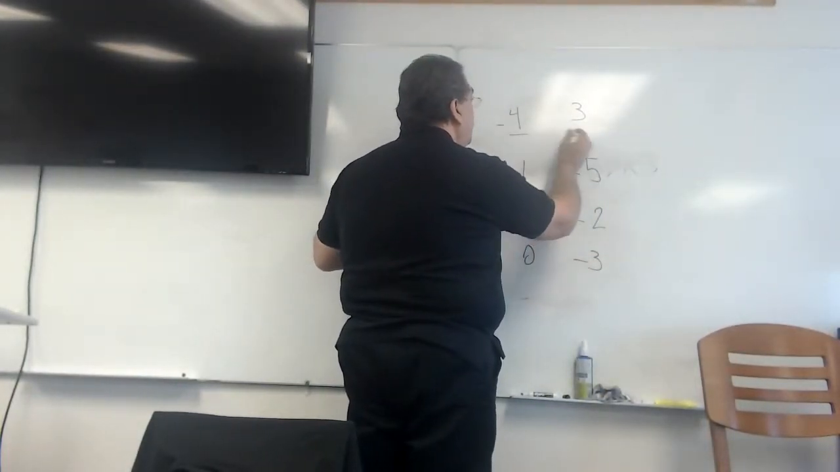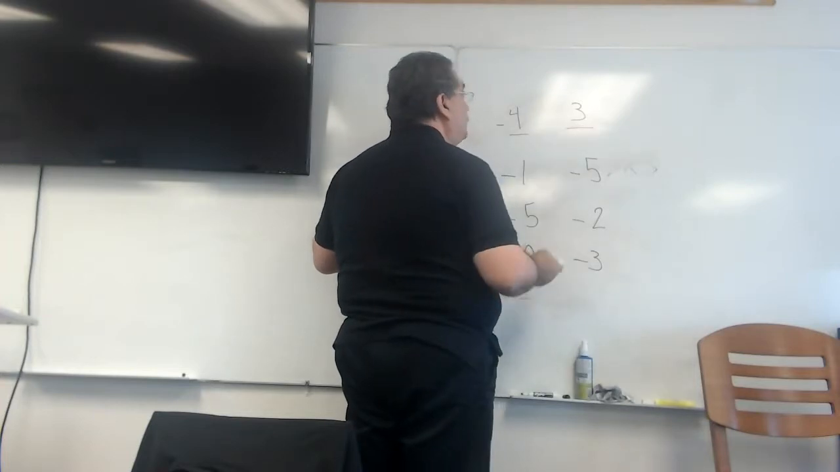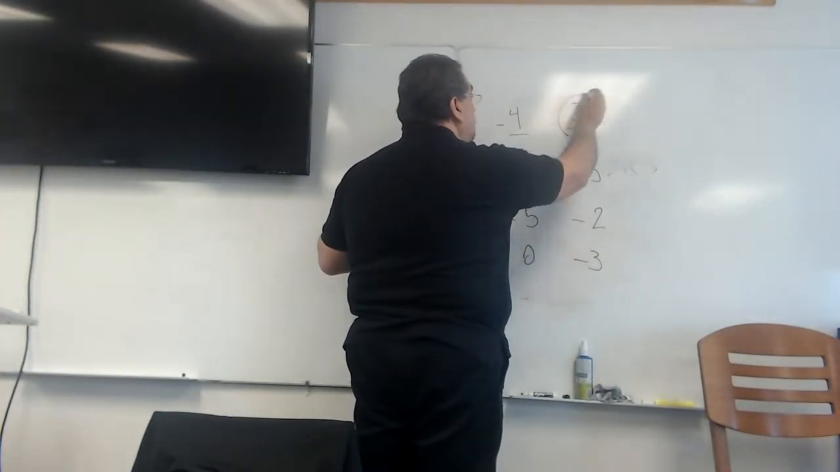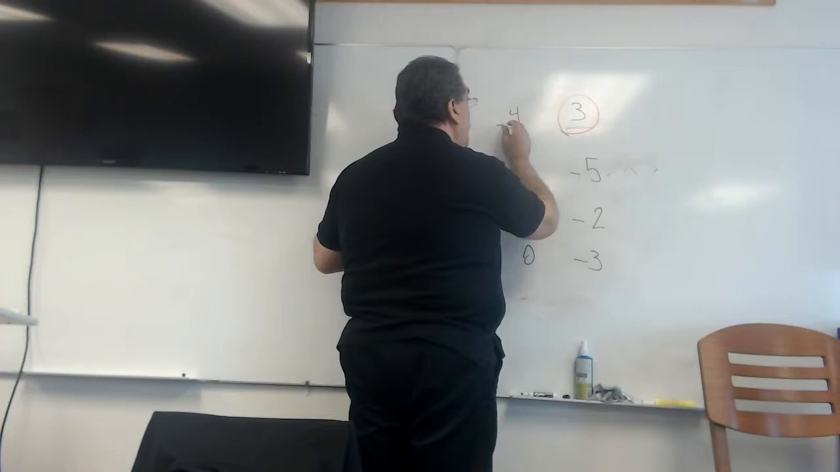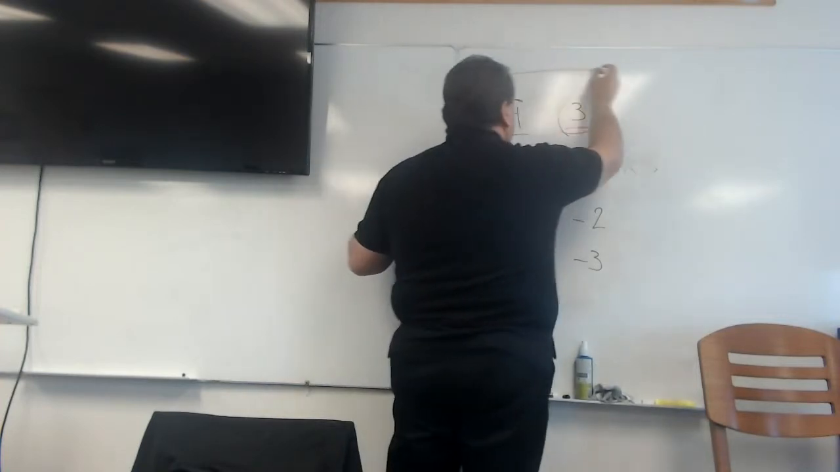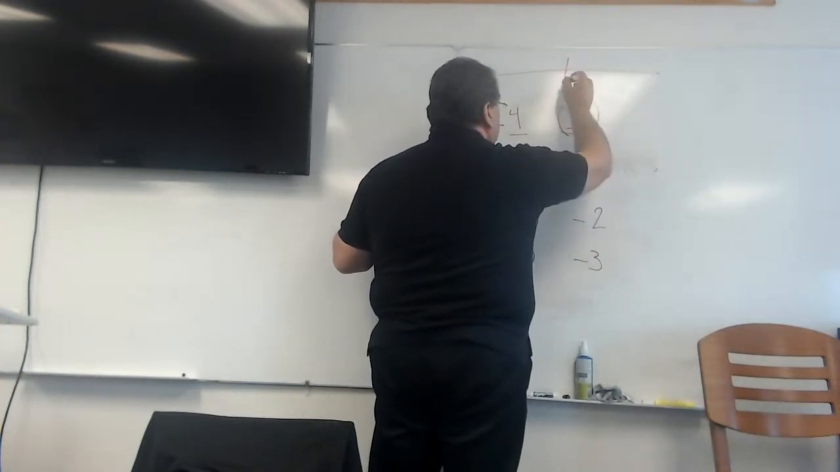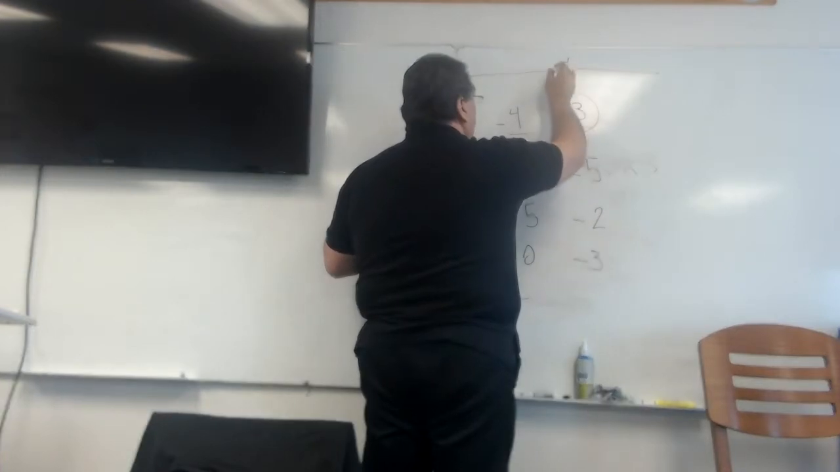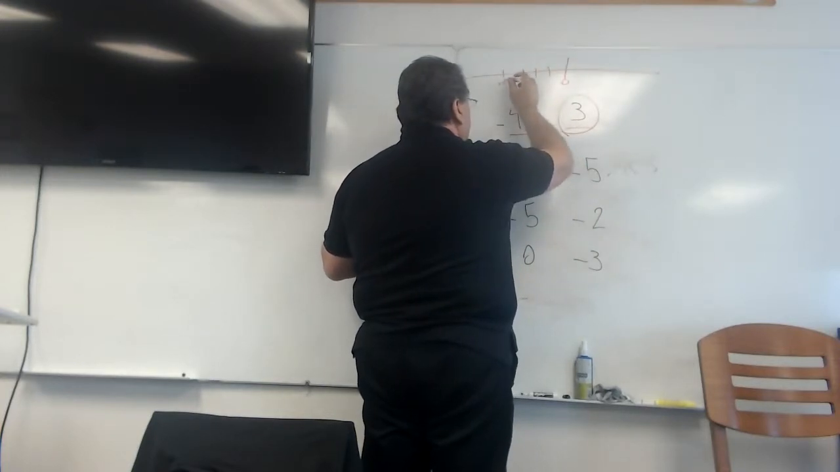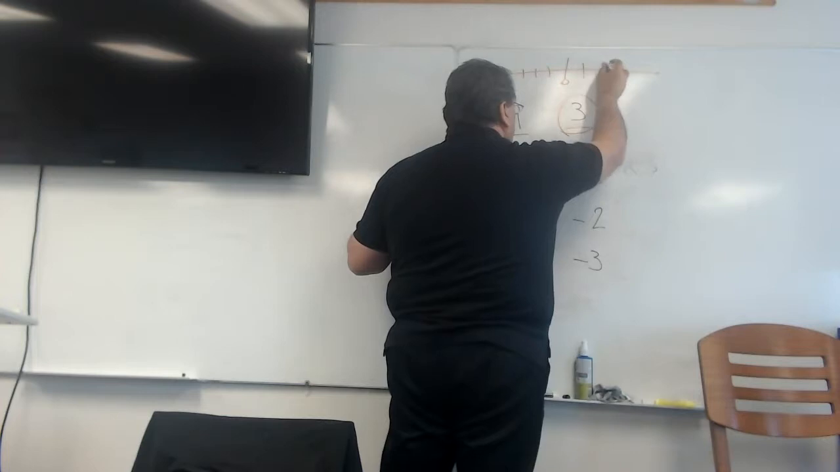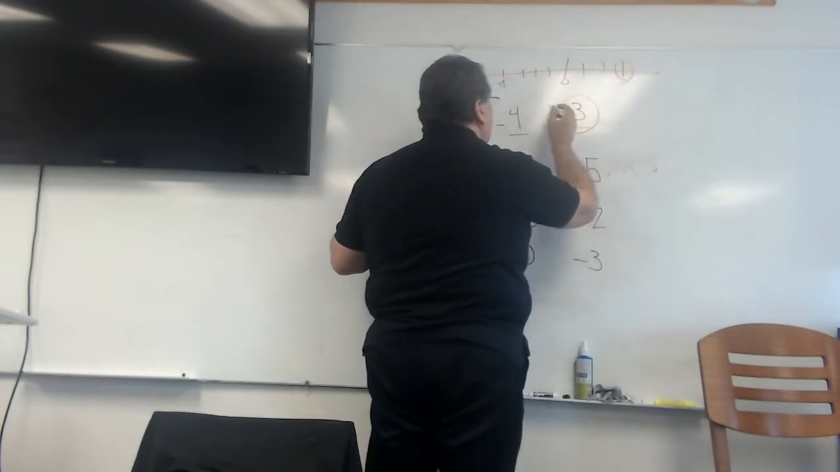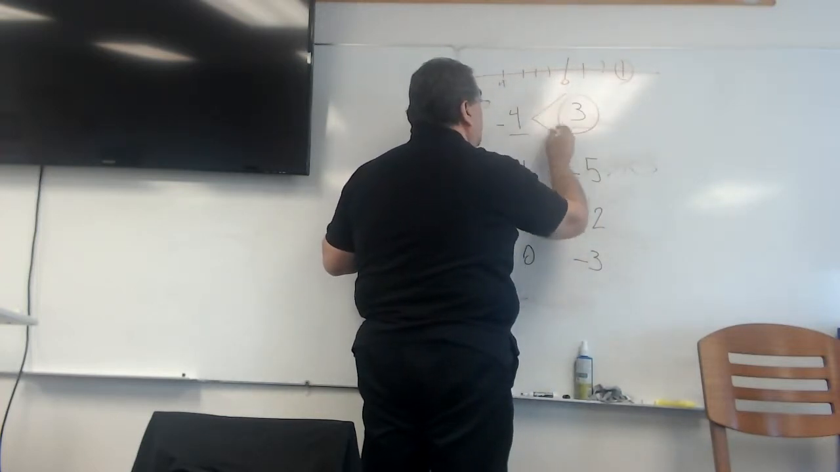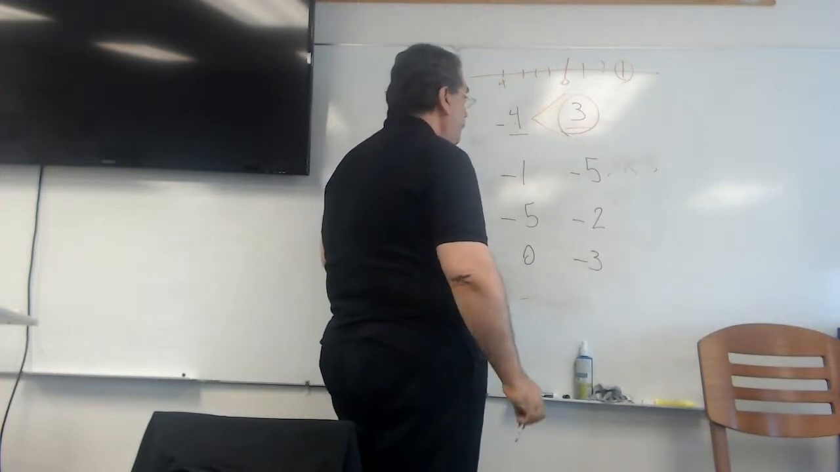Which one? Between -4 and -3, which one is greater? -3 is greater. This is -4. If you look at that number line, if this is 0, this would be 1, 2, 3, 4. This would be over there. -3 is 1, 2, 3, it's over here. So -3 is greater than -4.